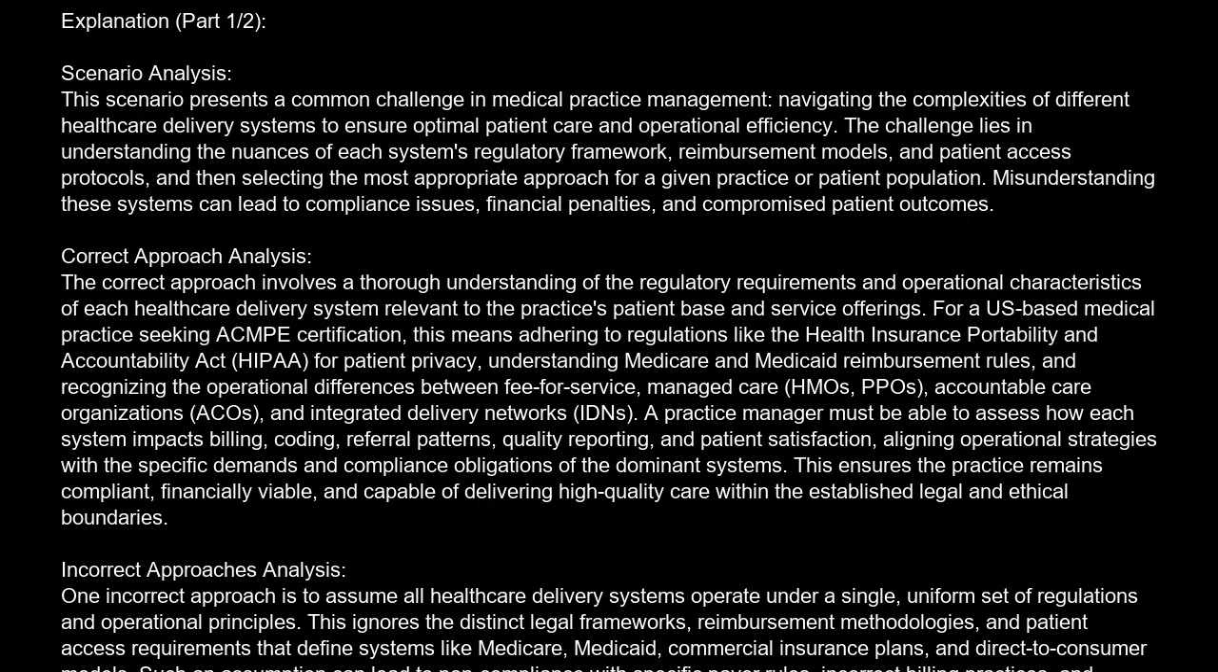Incorrect approaches analysis. One incorrect approach is to assume all healthcare delivery systems operate under a single, uniform set of regulations and operational principles. This ignores the distinct legal frameworks, reimbursement methodologies, and patient access requirements that define systems like Medicare, Medicaid, commercial insurance plans, and direct-to-consumer models. Such an assumption can lead to noncompliance with specific payer rules, incorrect billing practices, and potential violations of patient rights.